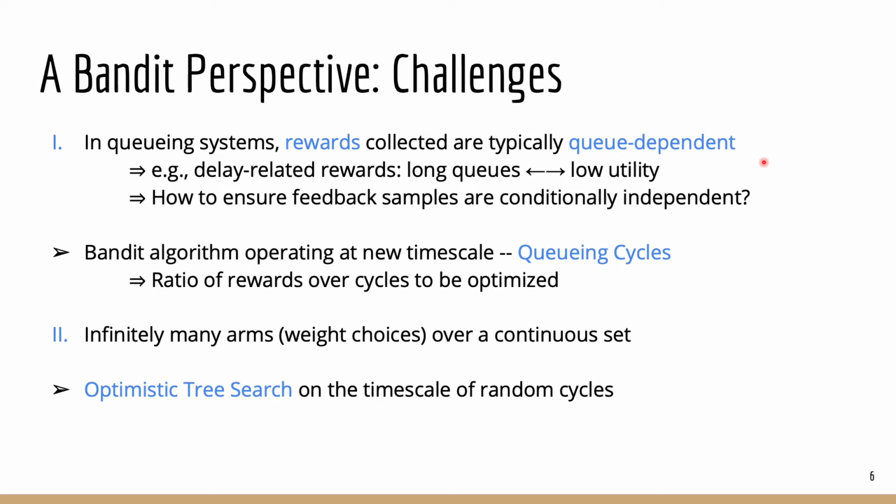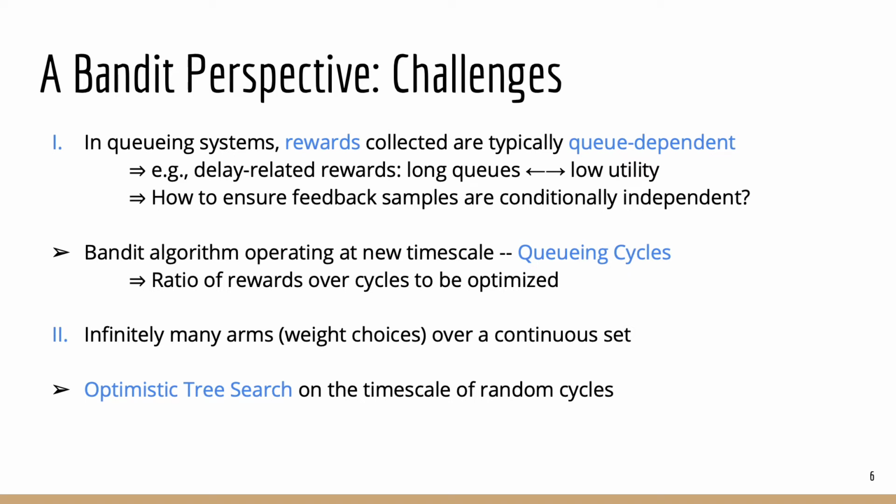That means we can't just pull a new arm, choose a new weight, say every 10 seconds, and collect feedback. We may choose a good weight, but the reward feedback is skewed by a previous bad weight choice leading to a long queue. In other words, the feedback samples will not be conditionally independent given the weight vector W. To solve this problem, we operate our bandit algorithm at a new timescale, the queuing cycles, and instead of optimizing the average reward, our algorithm optimizes the ratio of rewards over cycles.